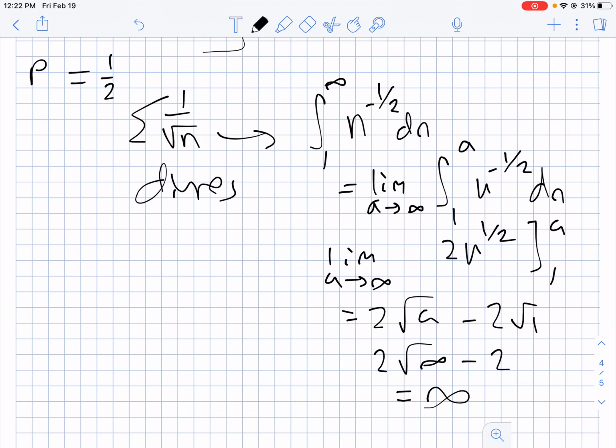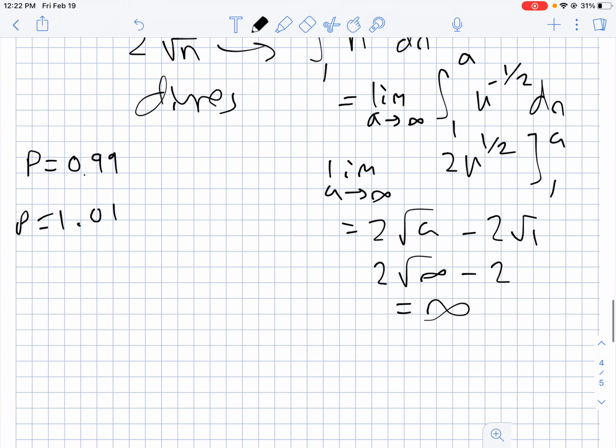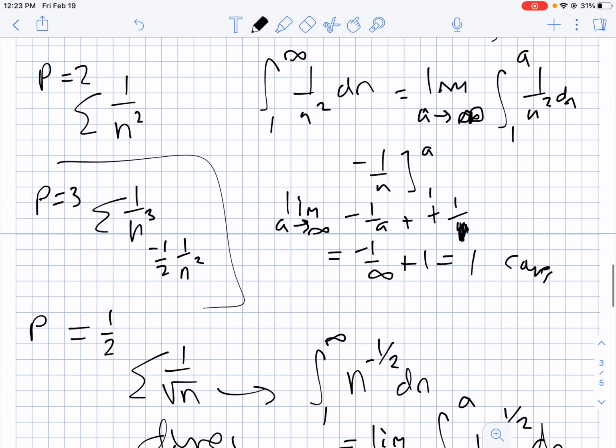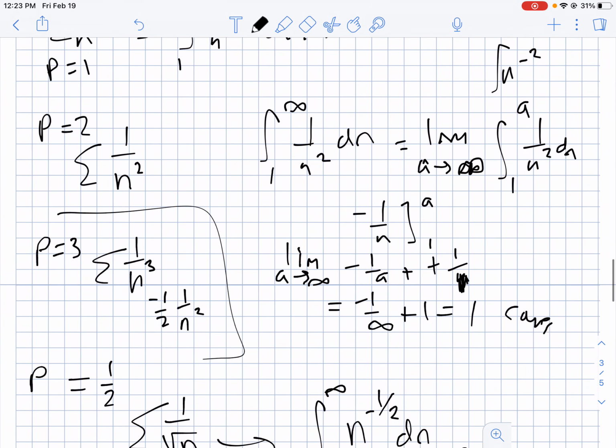Now, if you want to do some more of these on your own, you can. You could try p equals 0.99 and p equals 1.01, and those will show you the pattern. What happens is that 1 turns out to be the cutoff. If you pick any number bigger than 1, you get a series that converges. Any number less than 1, it diverges. If you don't believe me, just keep trying a bunch of these with the integral test and you'll see.